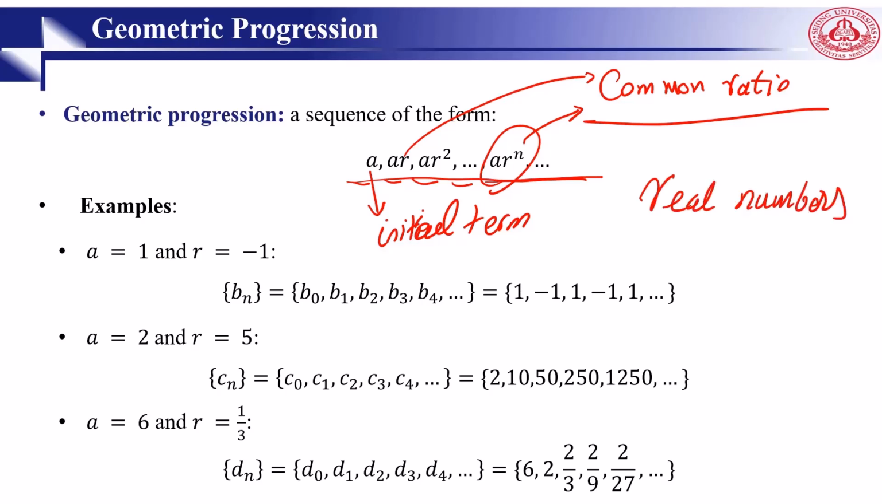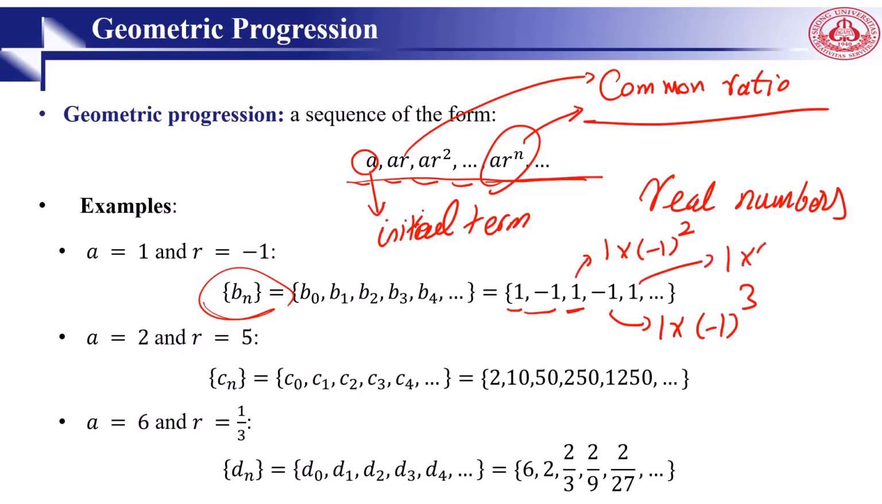For example, here we have a equals 1 and r equals minus 1. We find that b_n is 1, then a times r. So the first one is 1. The second one is 1 multiplied by minus 1, which is minus 1. The next is 1 multiplied by minus 1 squared, which is 1. The third is 1 multiplied by minus 1 to the power of 3, which is minus 1. The fourth is 1 multiplied by minus 1 to the power of 4, which is 1. In this way we continue.